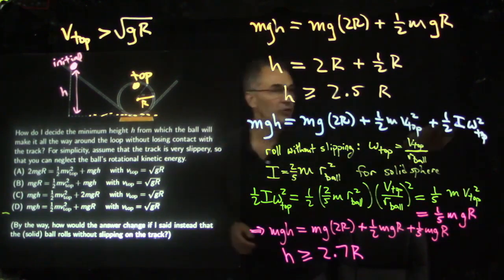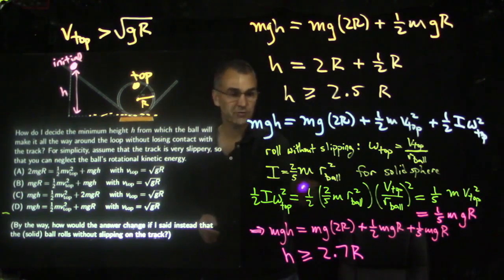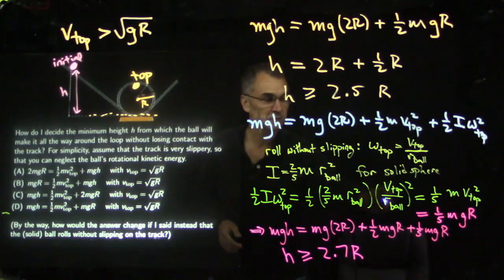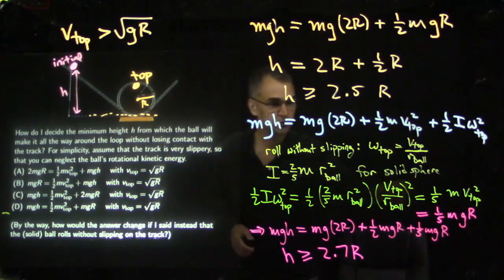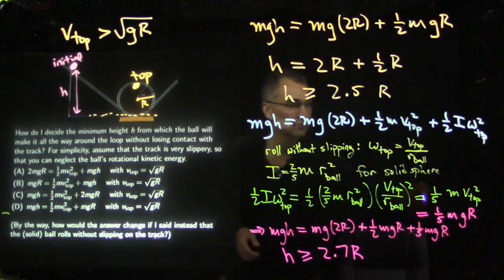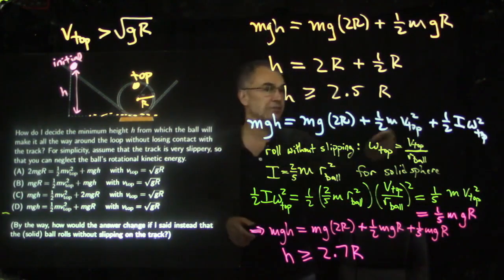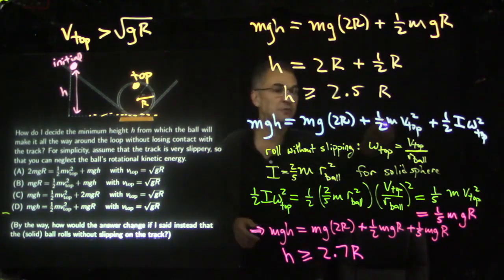So then this additional term that we need is 1/2 I omega squared. This is 1/2, and the I is 2/5 m r ball squared, and then the omega is v top over r ball, and we're going to square that. So then you see the r ball cancels out, and you get 1/5 the mass of the ball v top squared. So that just gets added to this 1/2 the mass of the ball v top squared. So instead of a half, you have a half plus a fifth. A half plus a fifth is 7/10.